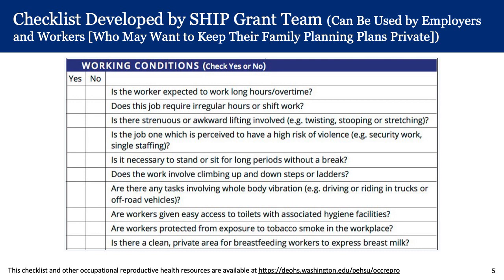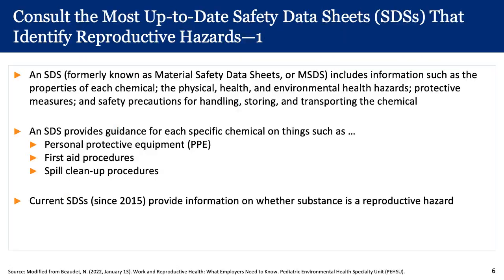For example, some of the working conditions on the checklist include whether the worker is expected to work long hours or overtime, whether it's necessary to stand or sit for long periods without a break, or whether workers are given easy access to restroom facilities with associated hygiene facilities.